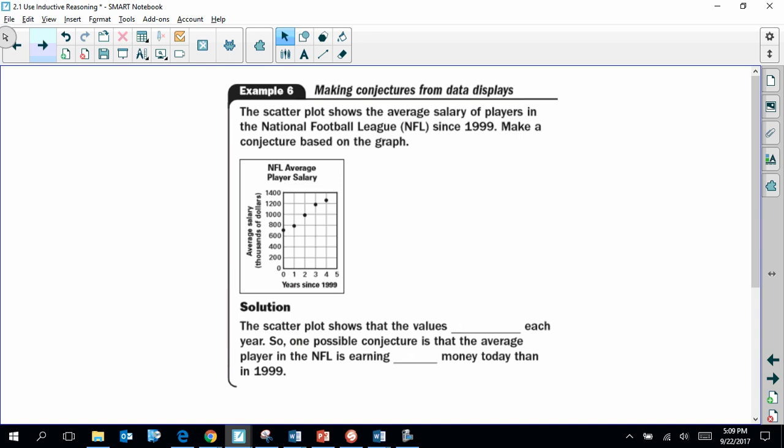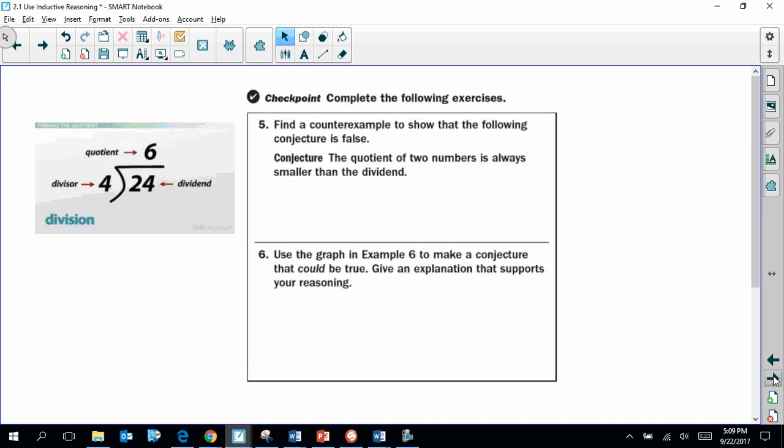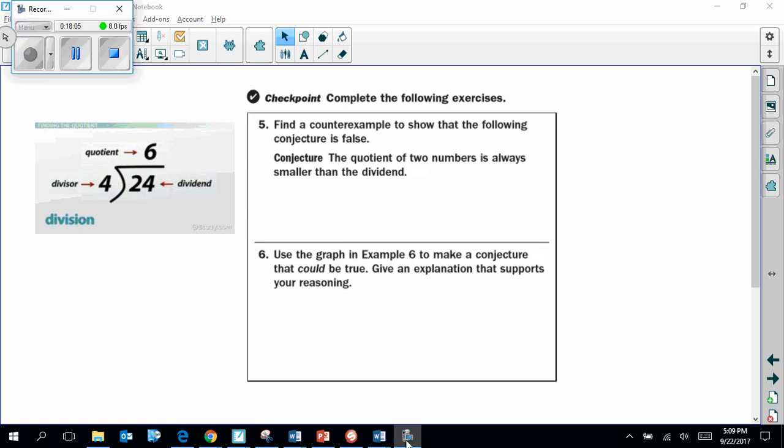So here they're saying the scatter plot shows that the values are going to increase each year. So one possible conjecture is that the average player in the NFL is earning more money today than in 1999. And that's not the only thing that we could say. There's probably lots of other ways that we could interpret what we're seeing in the graph, but that is simply an example. Okay, so go ahead and try answering these two questions here. And when you're done, hit play and see how your answers look against mine.